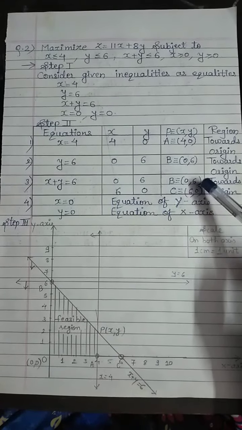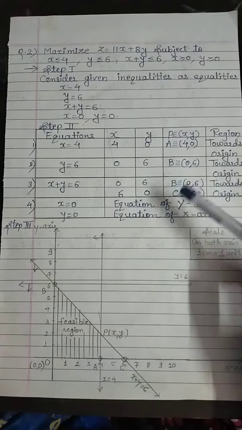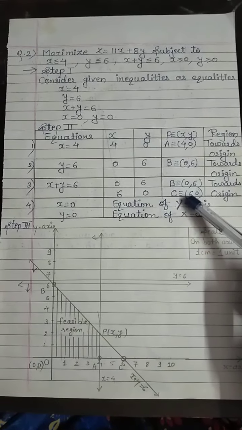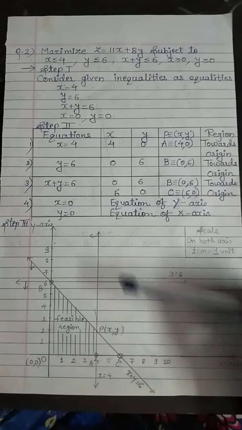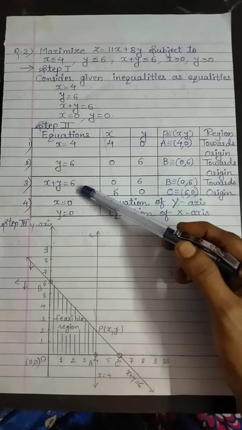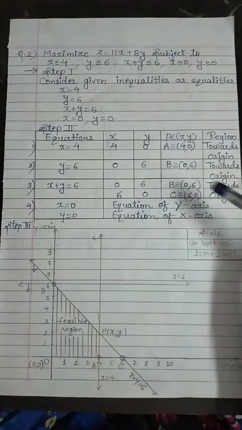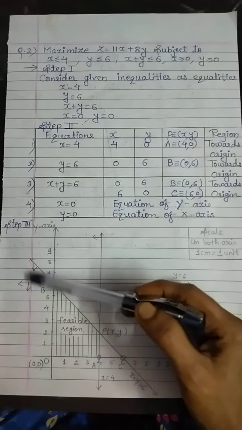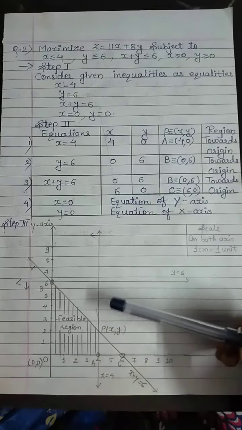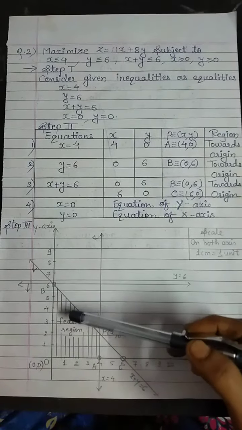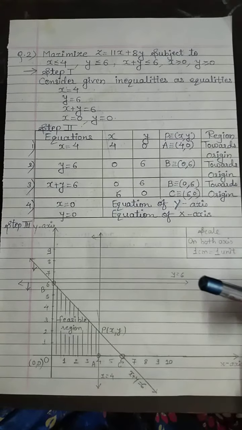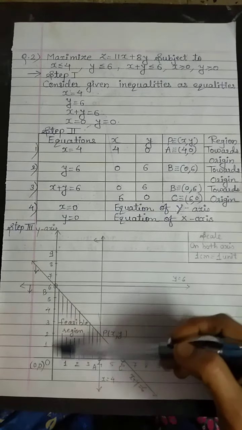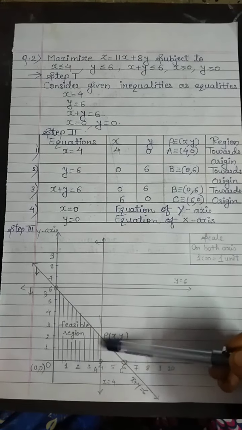Then we will plot these 2 points. Already B is here. Now C is (6, 0). Join these 2 points to get the line for the equation x plus y equals 6. And here also the region is towards origin, so a downward arrow will be here. Now by using these 3 lines, we will find the common region, that is the feasible region. So we get this as the feasible region.